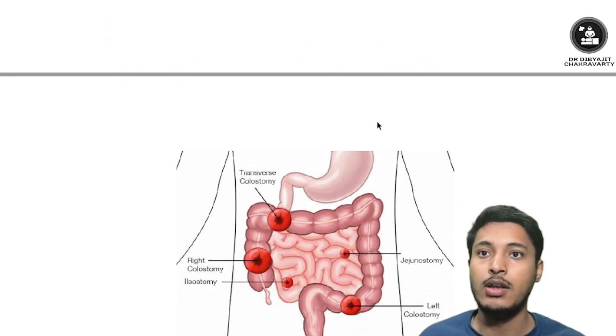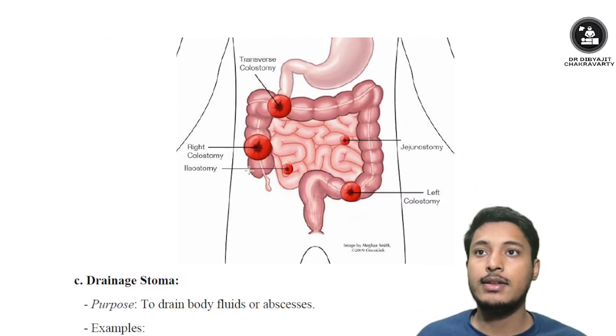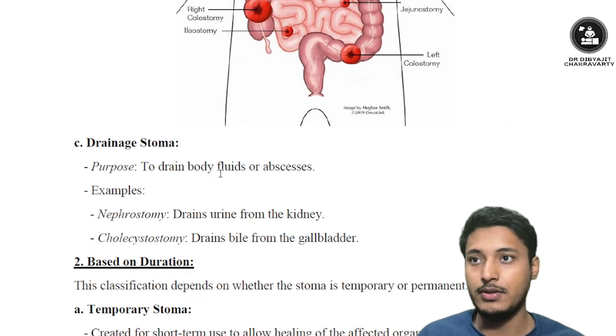the abdominal wall. As shown in this diagram, we can see the ileostomy in the right iliac fossa region, the right colostomy, the transverse loop colostomy, and the left colostomy or sigmoid colostomy. Also, we can see the position of the feeding jejunostomy here.